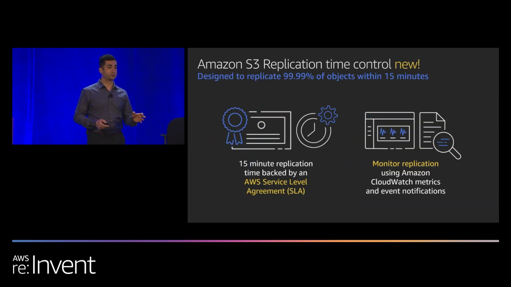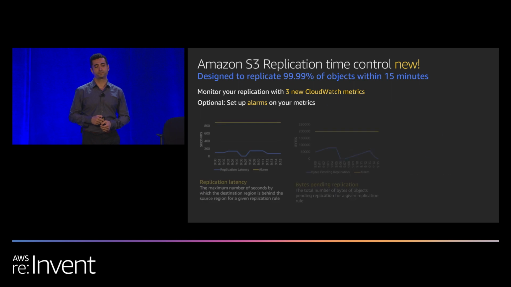Now, for critical workloads where you need more predictability and visibility into your replication time, we recently announced S3 Replication Time Control. Replication time control predictably replicates 99.99% of your objects in 15 minutes, with most objects replicating in seconds. Now, replication time control works with all other features of S3 replication and adds a new set of CloudWatch metrics that give you visibility into your replication activity.